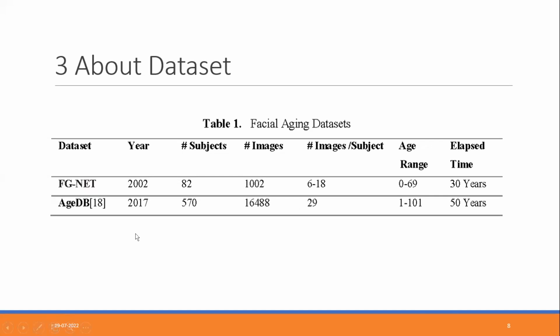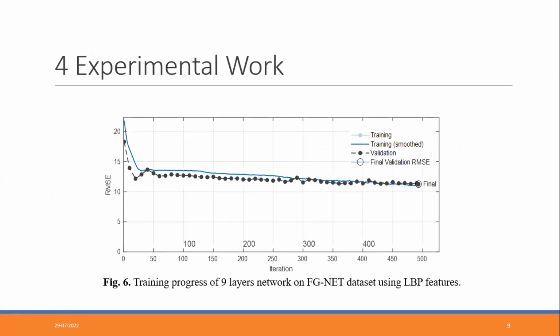But the other data set, the wild data set, is the latest, available in 2017. They considered more subjects to make it more wild: 570 subjects, with a total of 16,488 images, and for every subject they collected almost 29 images. The age range is also wide, from 1 year to 101 years, and the maximum time lapse available is 50 years. So those are a few details about the data sets.